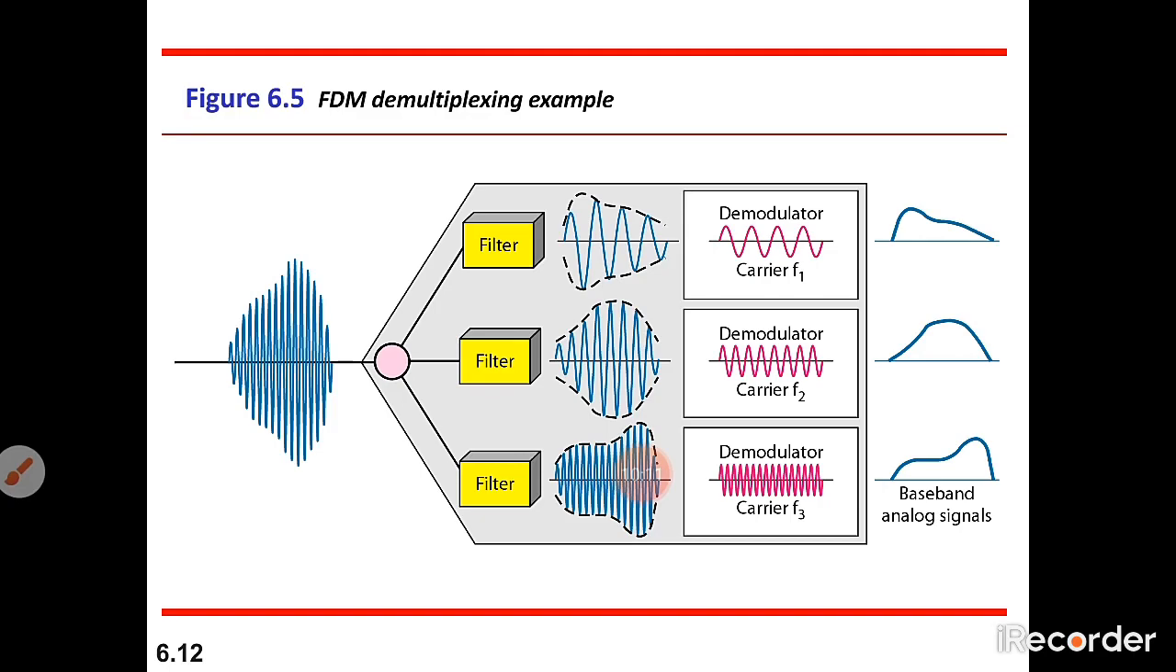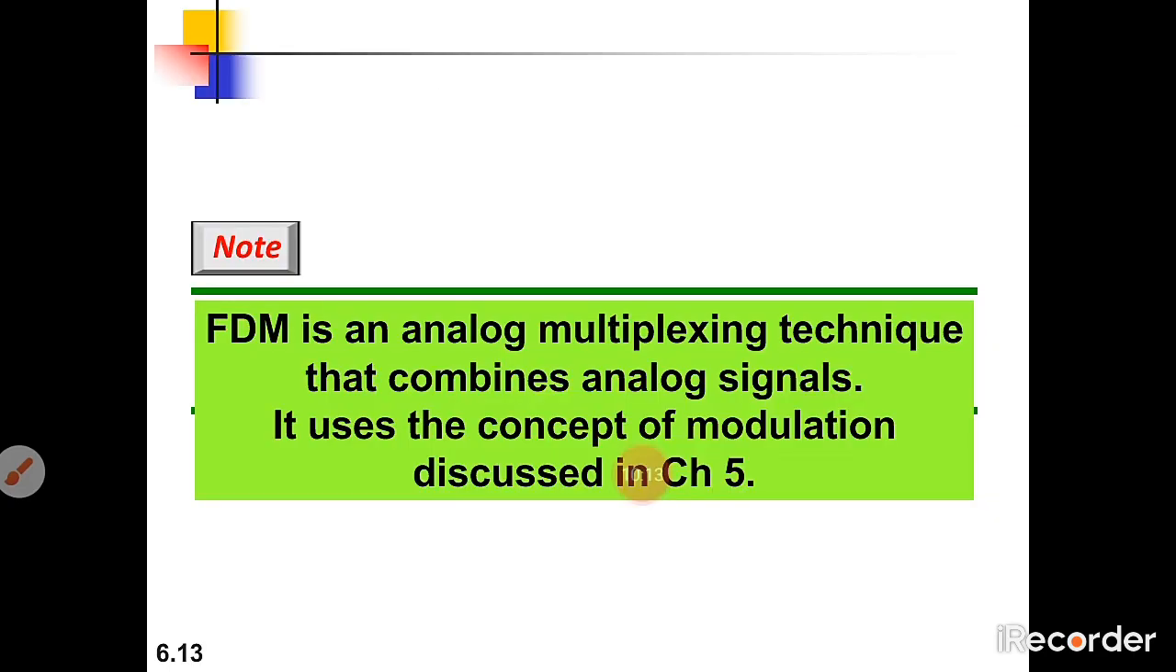There is a note given here. FDM is an analog multiplexing technique that combines analog signals, as discussed in chapter 5.